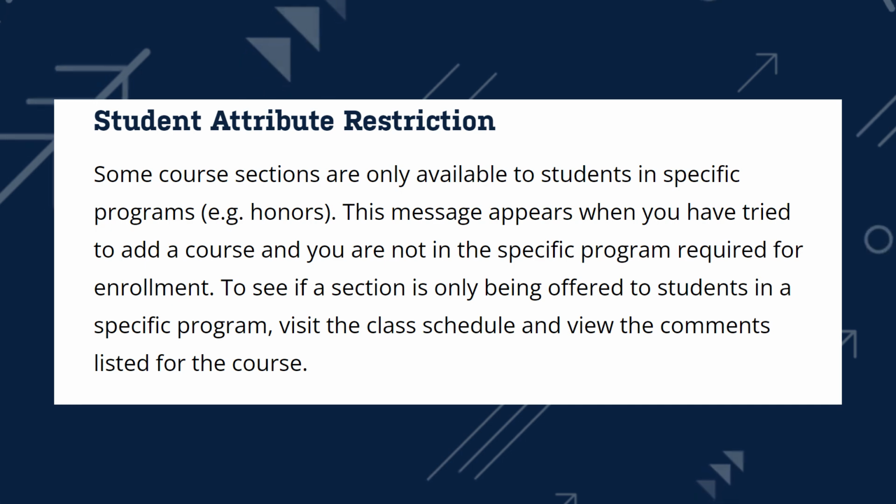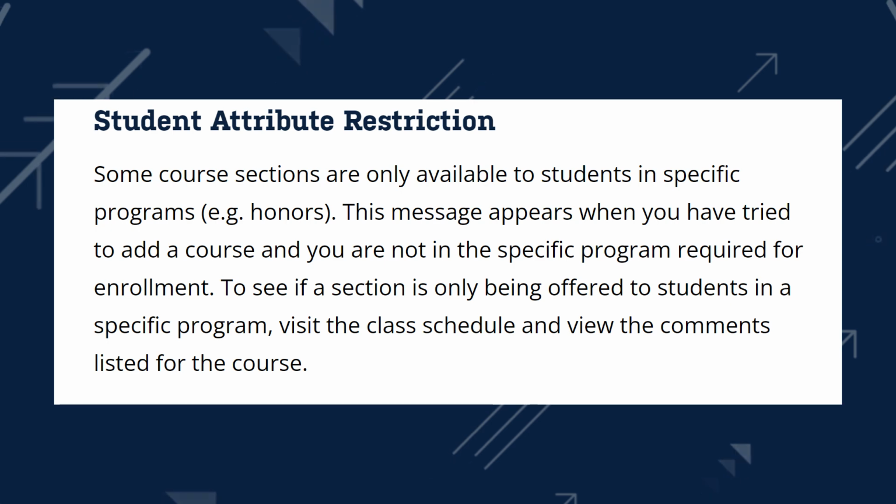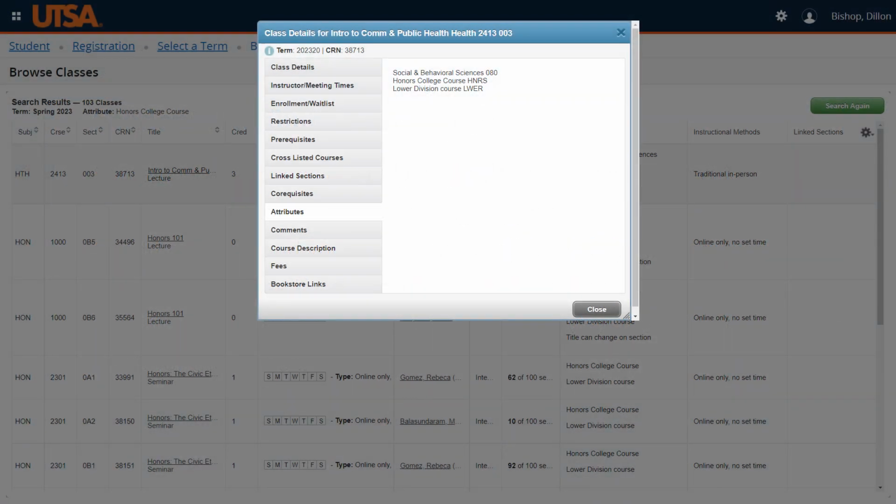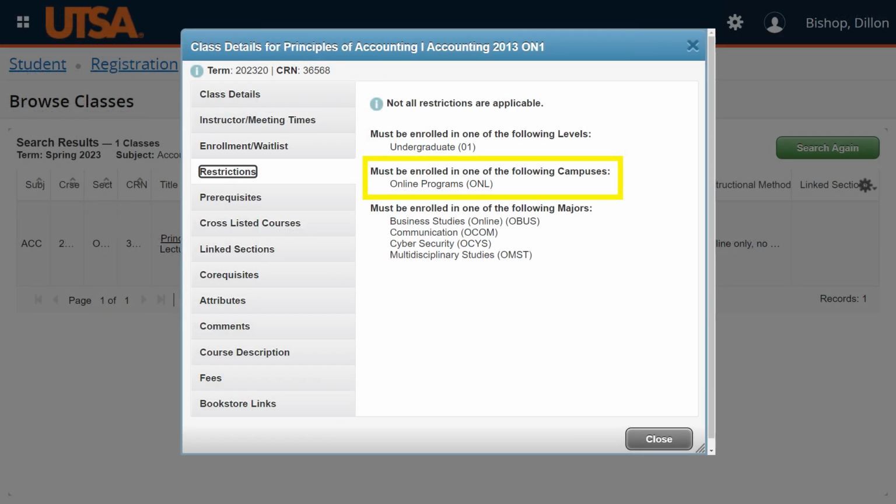Next is the Student Attribute Restriction error. Some course sections are only available to students in specific programs, such as honors. This message appears when you have tried to add a course and you are not in the specific program required for enrollment. To see if a section is only being offered to students in a specific program, visit the class schedule and view the comments listed for the course.